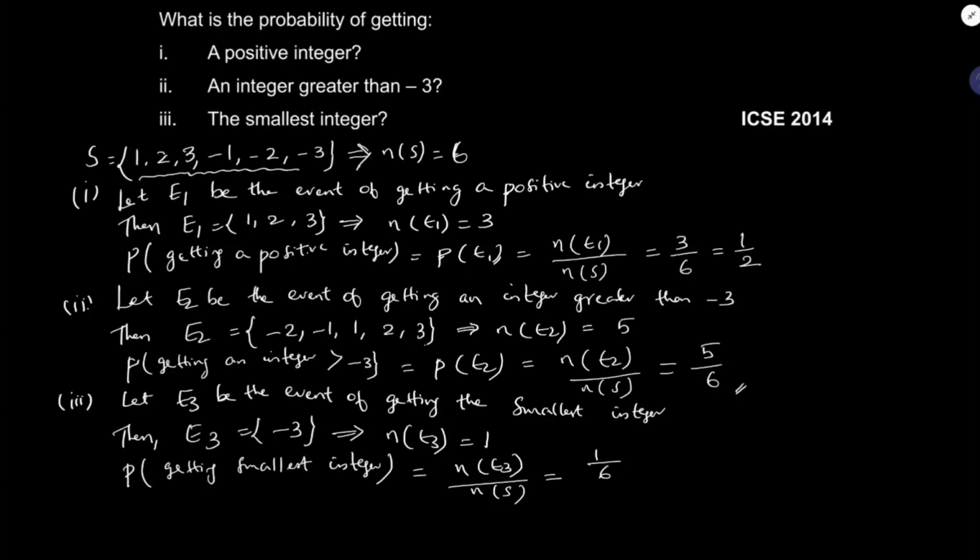So the first answer, getting a positive integer, is 1 by 2, and getting an integer greater than minus 3 is 5 by 6, and getting the smallest integer is 1 by 6.